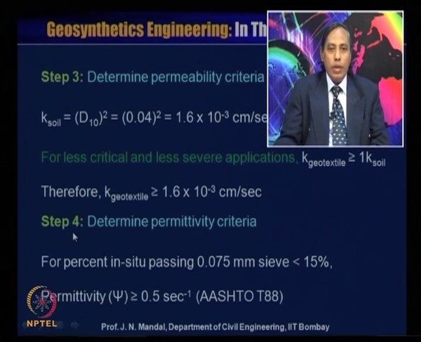Step 4, determine the permittivity criteria. For percent in situ soil passing 0.075 millimeter sieve being less than 15%, from ASTM D4491 you have the permittivity psi greater than or equal to 0.5 per second.